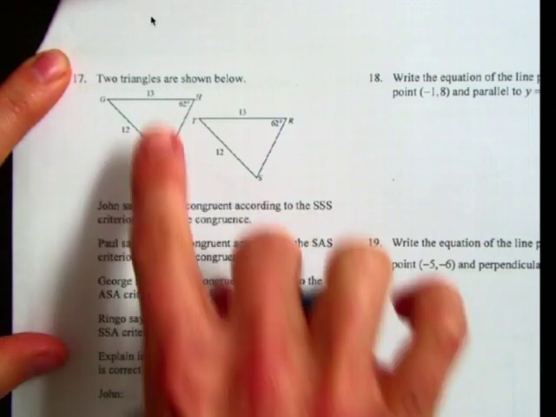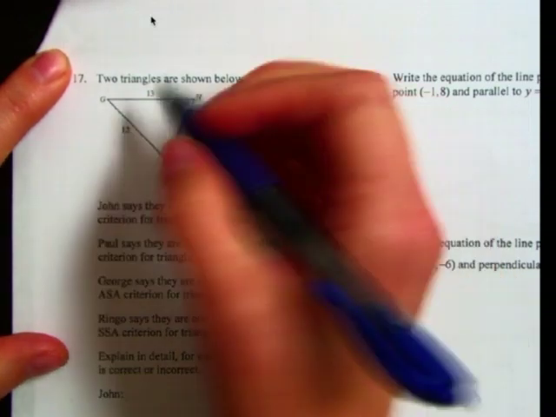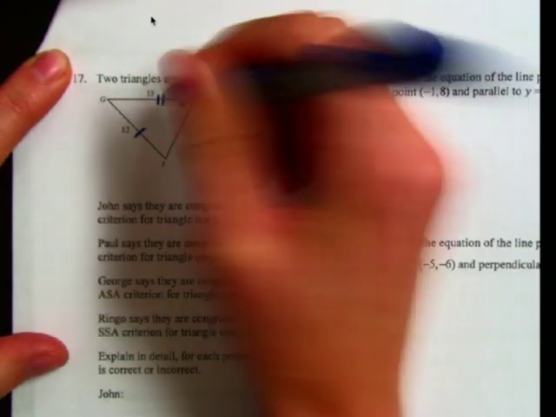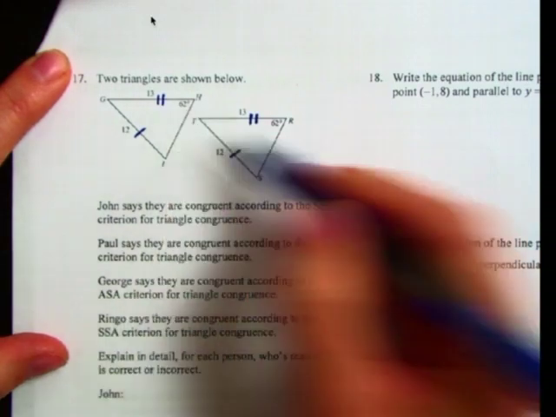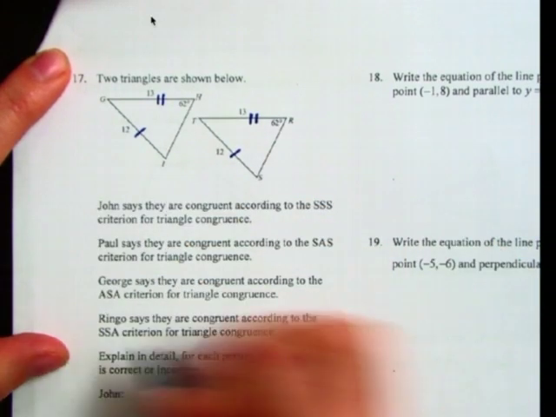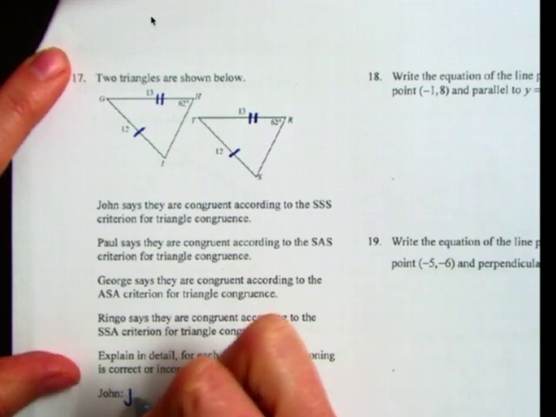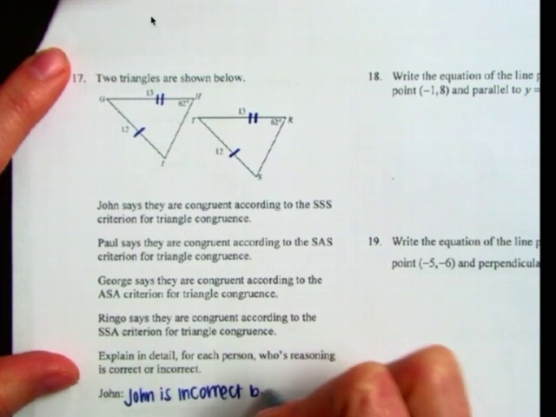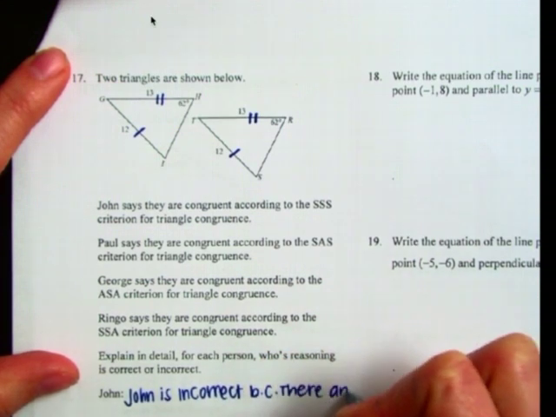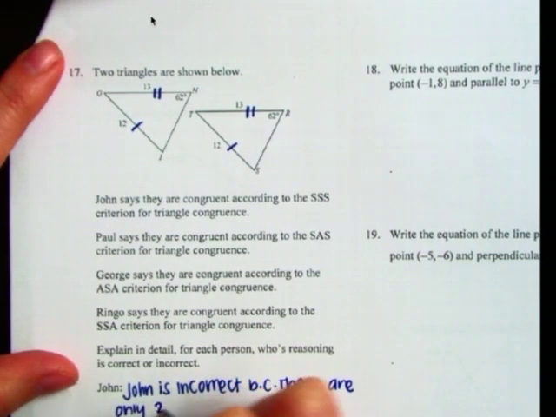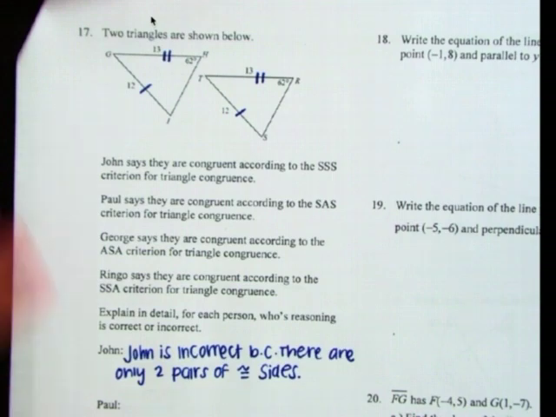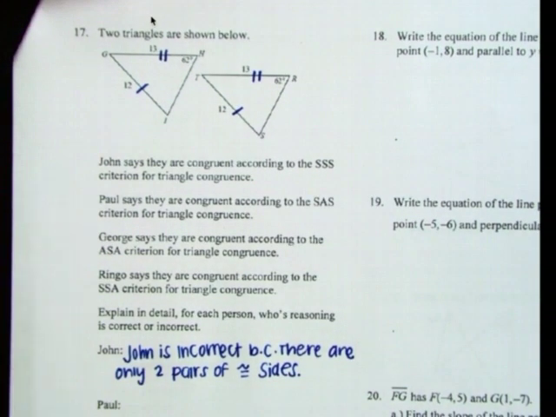Remember, SSS means we have 3 pairs of congruent sides. But if you look here, we have only 2 pairs of congruent sides. There's not the third side here. So John is incorrect because there are only 2 pairs of congruent sides. Okay, and we understand that for SSS, we need 3 pairs of congruent sides.